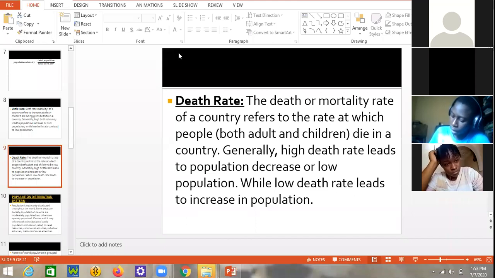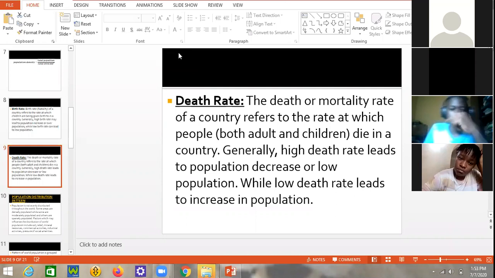What is the rate at which adults die? What is the rate at which children die? So that is death rate. Generally, a high death rate leads to population decrease or low population, while a low death rate leads to an increase in population. When somebody dies, even though others are also given birth to, there is a reduction in number.